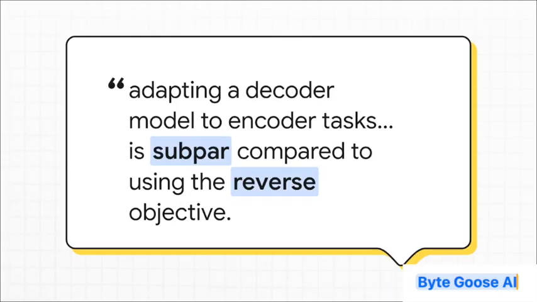And the researchers themselves sum it up perfectly right here. You can try to force a decoder to do an encoder's job, just keep training it, but it's always going to be a suboptimal approach. Starting with the correct architecture from day one is just far more effective. And that very principle is what brings us to our main event.